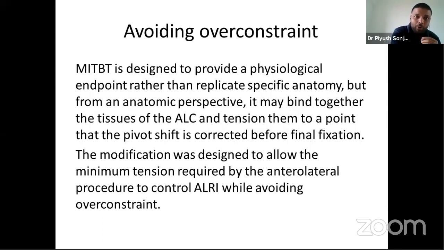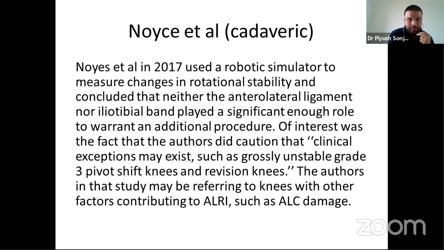How did they avoid over-constraint? So there is a possibility, some people say that after ALL reconstruction, it becomes over tight, or there is no physiological movement also. That they have dealt with by using the control tension, and they have compared the pivot shift to the opposite knee, which they have calculated before the surgery.